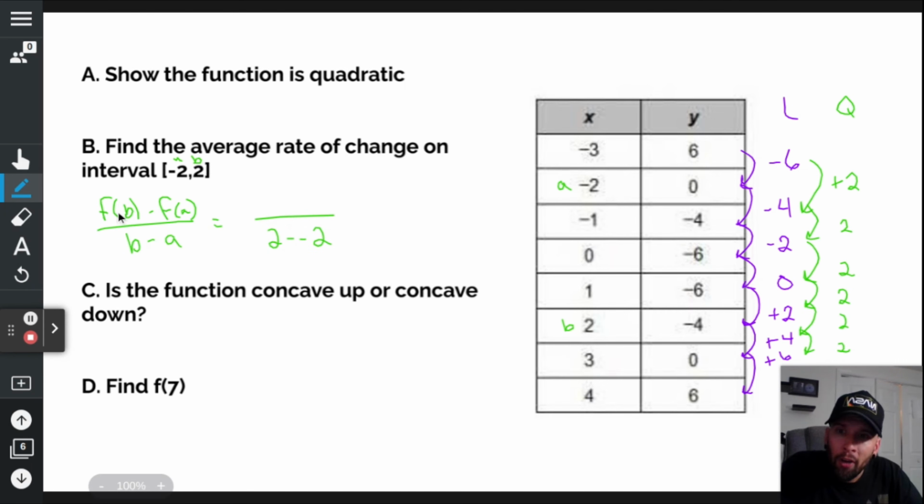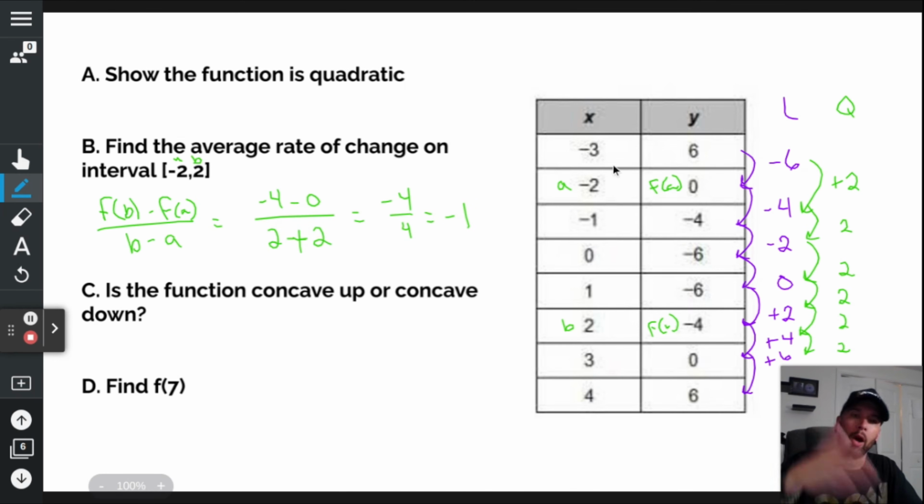F of B means I do f of 2, which is -4. So f of B is going to be -4, minus f of A, which is when I plug in -2, which is 0. So -4 minus 0 is -4. 2 plus -2, double negative makes a positive, is going to be +4. I get -1 as my average rate of change on the interval.